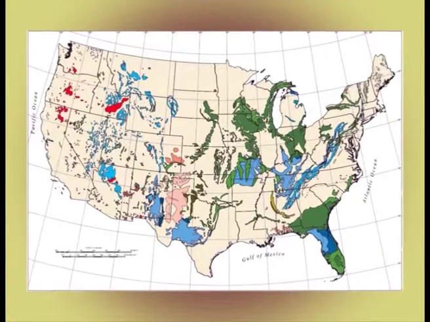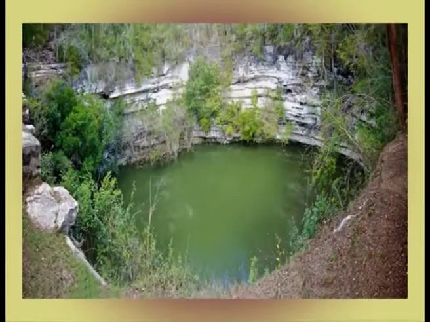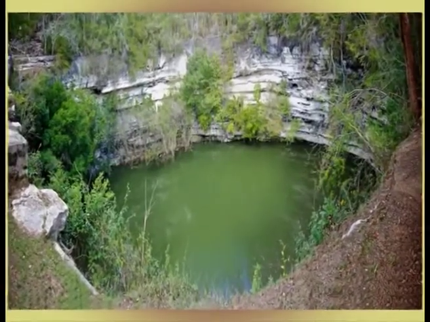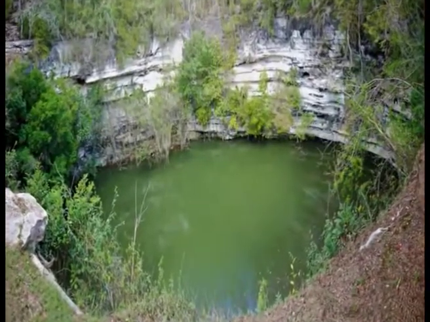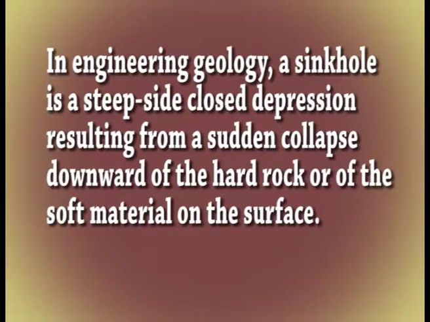The mental picture of the word doline structure is the subcircular bowl or funnel-like depression, while that of the sinkhole is a form which has originated through a gradual or sudden lowering of a portion of the topographical surface. In engineering geology, a sinkhole is a steep-sided closed depression resulting from a sudden collapse downward of the hard rock or of the soft material on the surface.